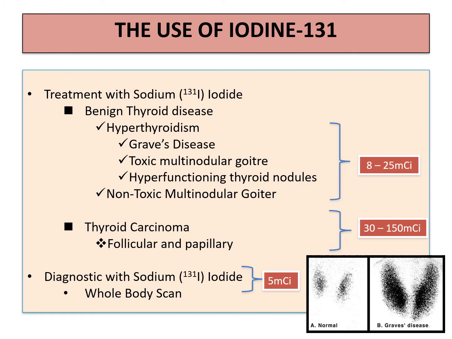So iodine 131 is actually used in the treatment of benign thyroid disease such as hyperthyroidism, Graves' disease, toxic multinodular goiter, hyperfunctioning thyroid nodules, as well as non-toxic multinodular goiter. The dose will be in a range of about 8 to 25 mCi, whereas for thyroid carcinoma patients, either follicular or papillary, it will range between 30 to 150 mCi.